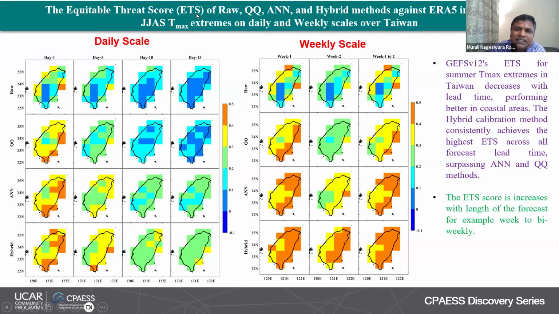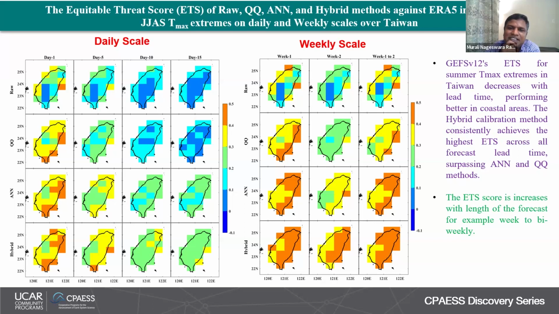Here I have depicted one of the skill scores, the equitable threat score. I have calculated it in two ways: one for the day-to-day matching, and another for the weekly matching. Weekly means, suppose, week 1, week 2, week 3. Weekly means it is a 7-day case.